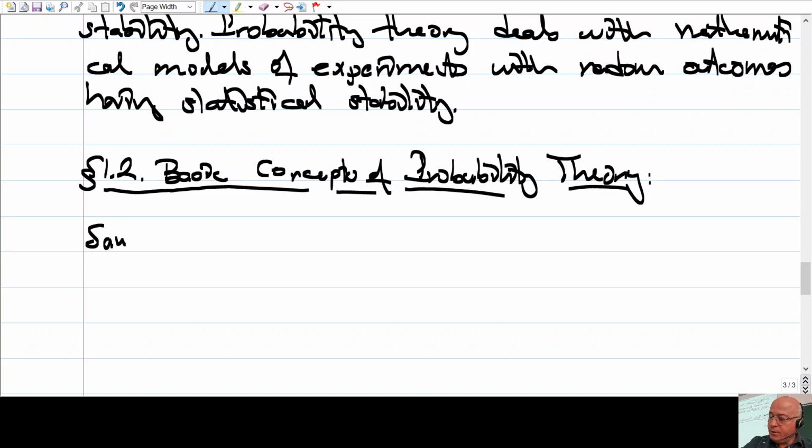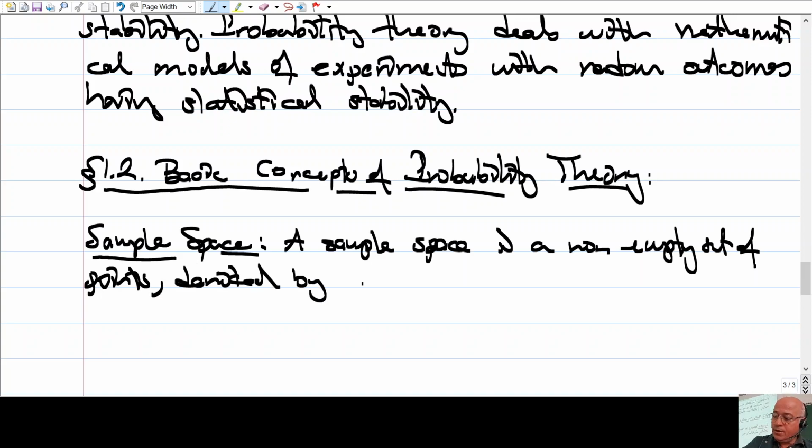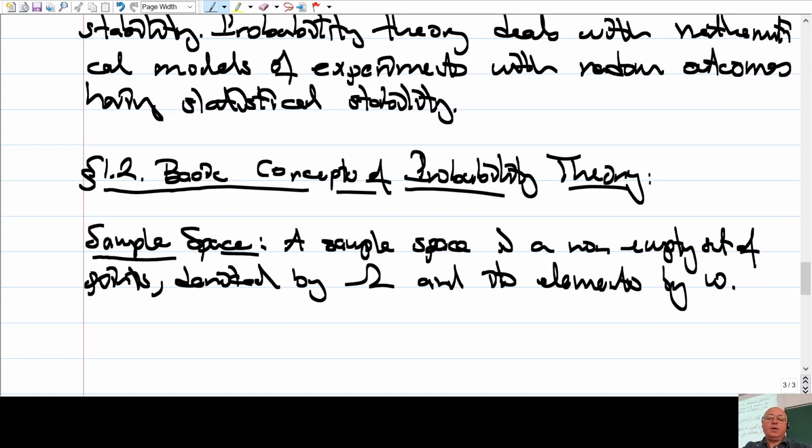First, let's see what is the so-called sample space. So a sample space is a non-empty set of points denoted by uppercase omega, and its elements by lowercase omega. One of them is uppercase, the other one is lowercase.